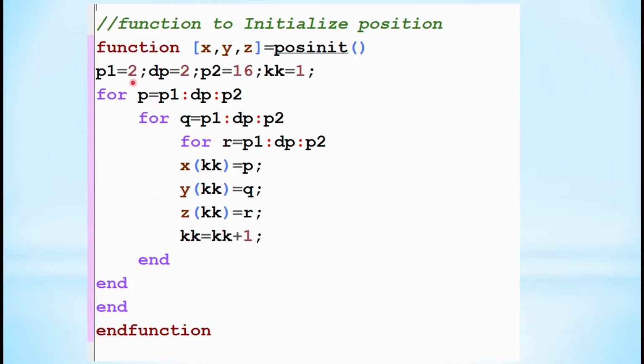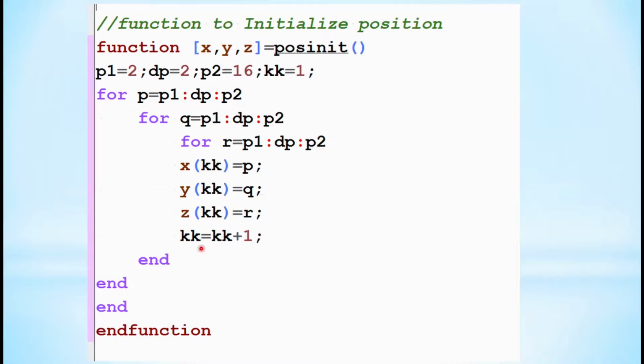P1 is the minimum coordinate along x or y or z axis. P2 is the maximum coordinate and dp is the difference. We have used 3 loops p, q and r varying from p1 to p2 with difference dp, and values of the positions will be p, q, r.